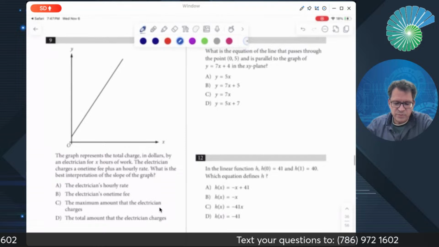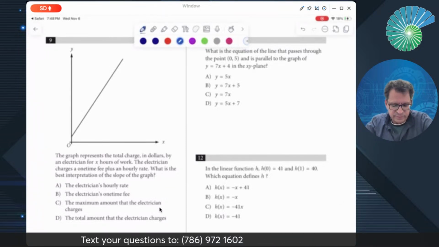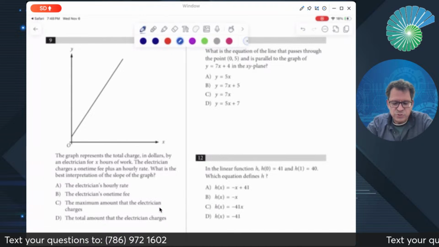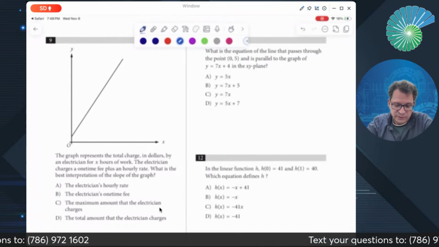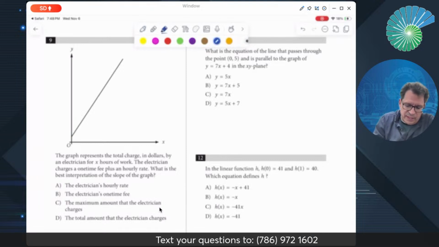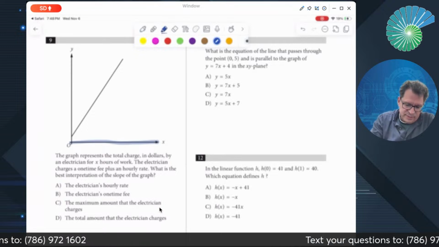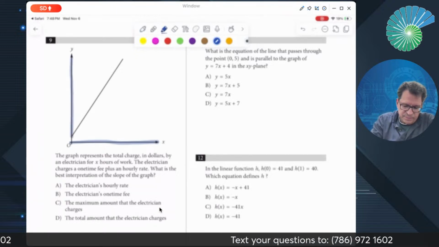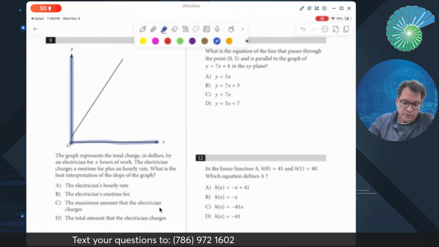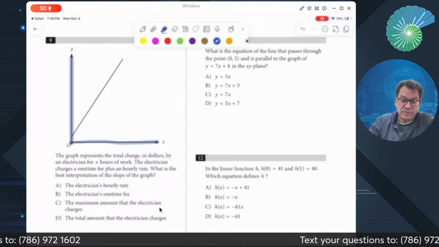Okay, let's try number 9. Number 9 is a graph that represents the total charge in dollars by an electrician for X hours of work. So the X axis represents the hours. The Y axis represents what he charges. And the question is, what is the best interpretation of the slope?